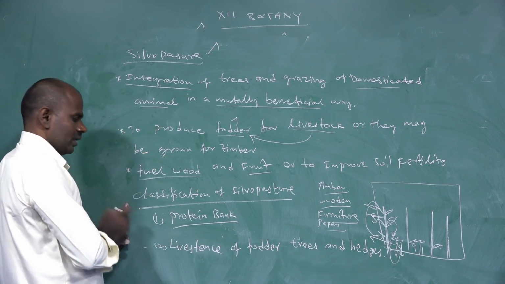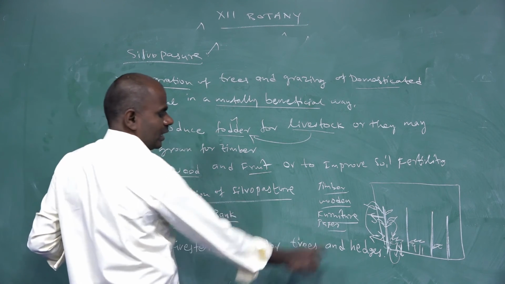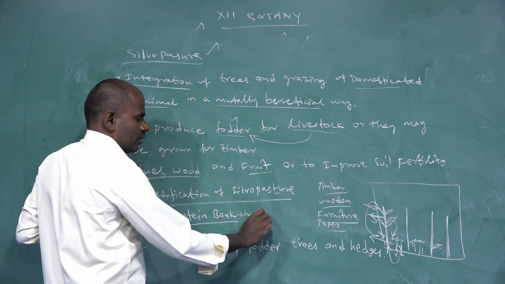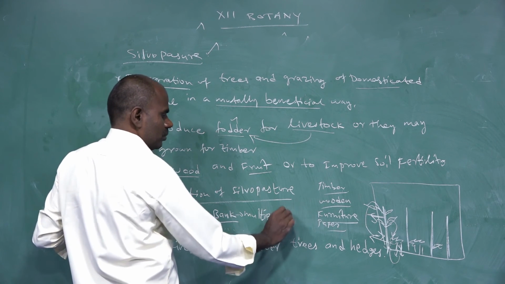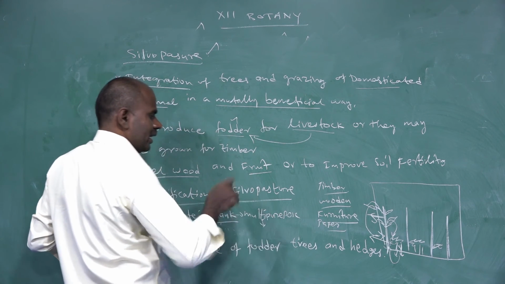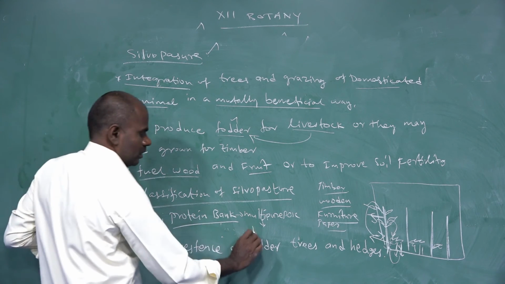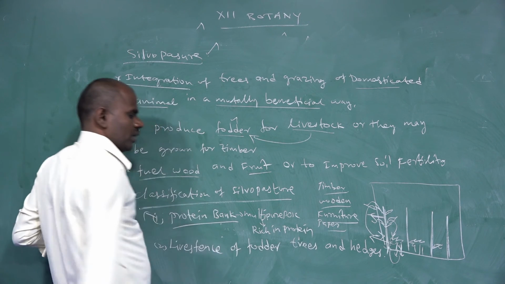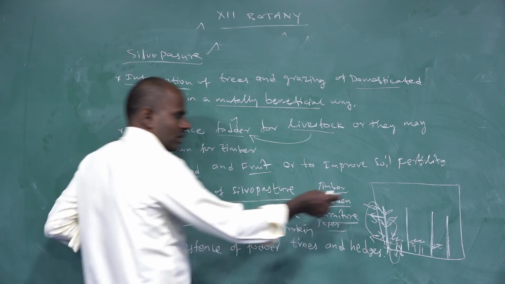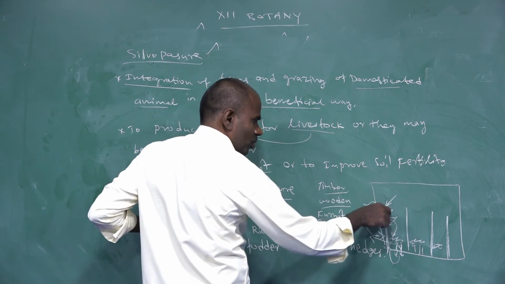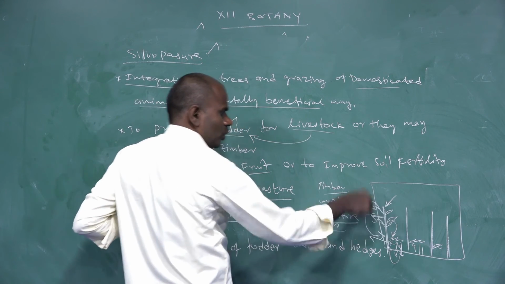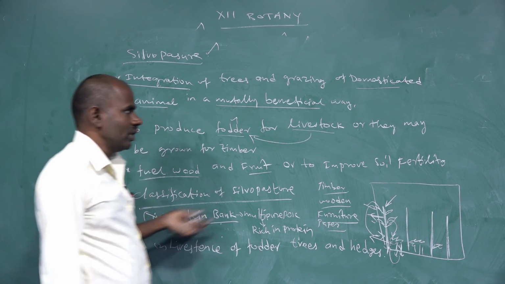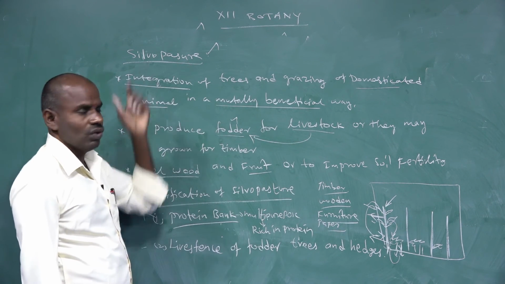One is protein bank. The second one is live fence of fodder trees and hedges. What is protein bank? Multi-purpose trees that are rich in proteins are cultivated. These protein banks are cultivated on agroforest lands. These forest trees are rich in protein, and these proteins are put to multi-purpose use. For example, acacia and sesbania trees are cultivated in agroforestry, in the silvopasture culture process.